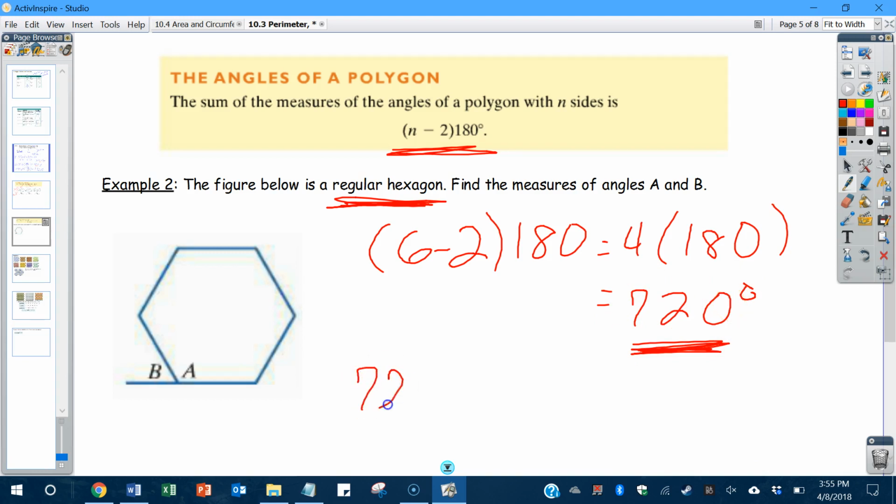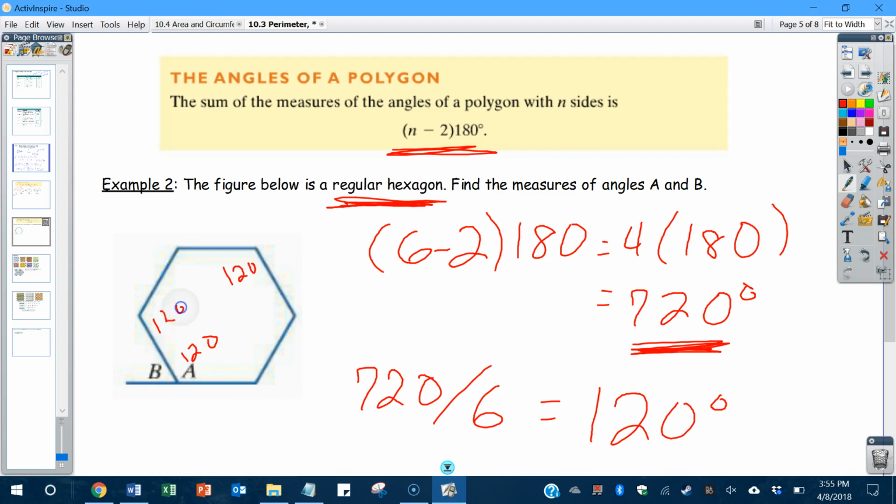So if I do 720 divided by 6, I get the measure of each angle. So what I just found out was that all these angle measures are 120 degrees. This is 120, this is 120, this is 120, this is 120, 120, and 120. So I used the fact that it was a regular hexagon to do that.